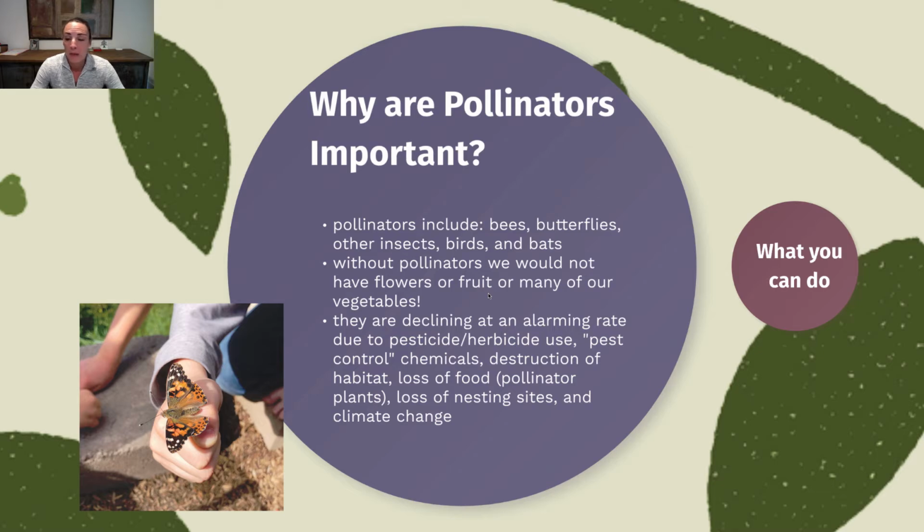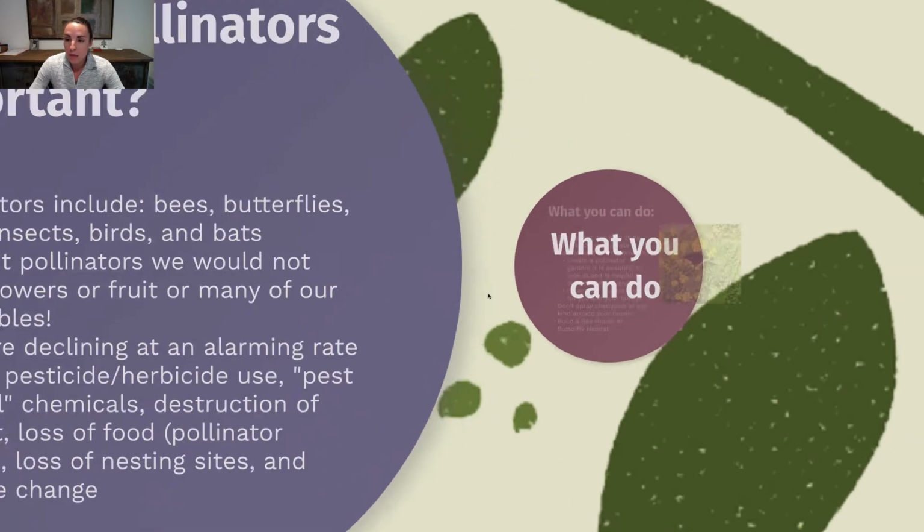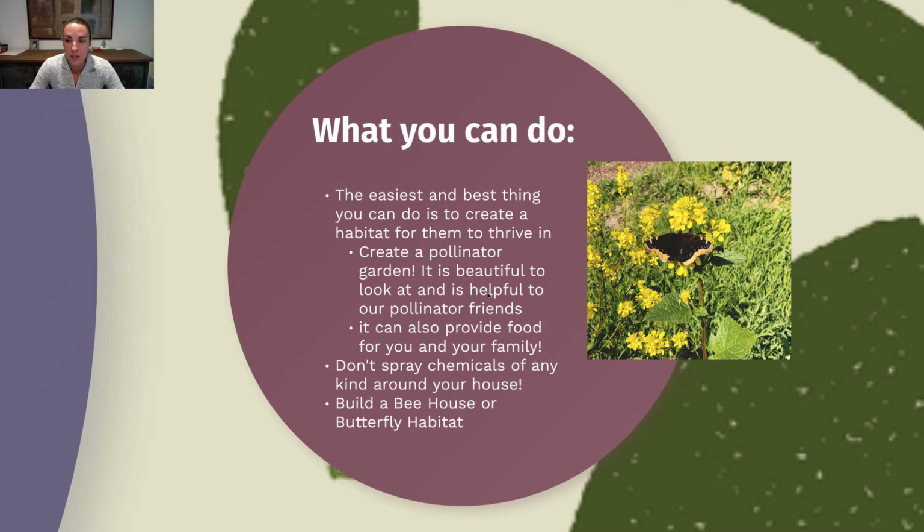Without them, like I said, we would not have food. So what can we do to help these guys out, these beautiful butterflies and these beautiful bees? The easiest and best thing you can do is to create more habitat for them to thrive. And by doing that, you can create a lovely habitat, create a pollinator garden. It's beautiful to look at and it's helpful for our pollinator friends.